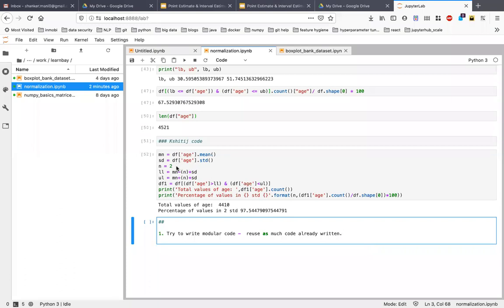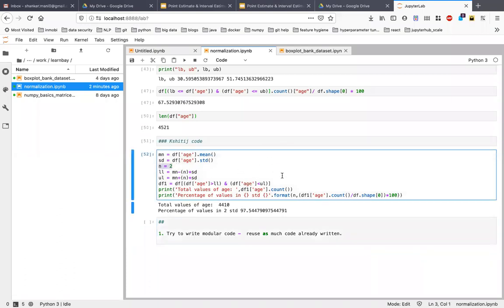What it means is I've only changed n here, and everything else remains the same. So I can answer multiple questions here. I can also answer this one. That is quite interesting, right? So how much percentage of values are present within 1.5 standard deviations left and right of the mean?